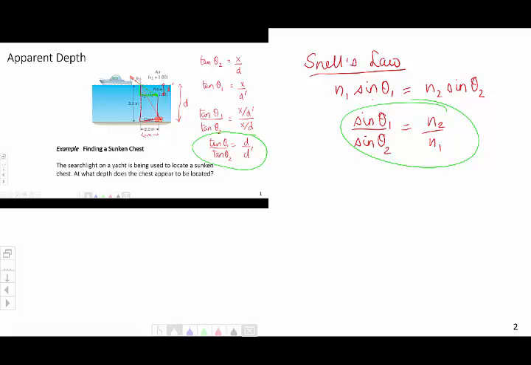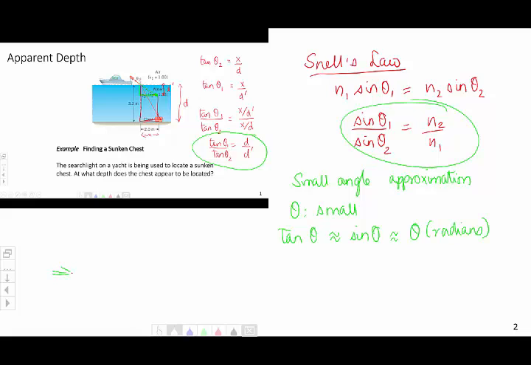But we can now make an approximation. We make what's called the small angle approximation. At very small angles, the tangent of the angle and the sine of the angle are approximately equal. So for theta small, tan theta is approximately equal to sine theta, which is approximately equal to the angle itself when expressed in radians. For small angles of incidence and therefore small angles of refraction, we can replace tan theta 1 over tan theta 2 by approximately sine theta 1 over sine theta 2.